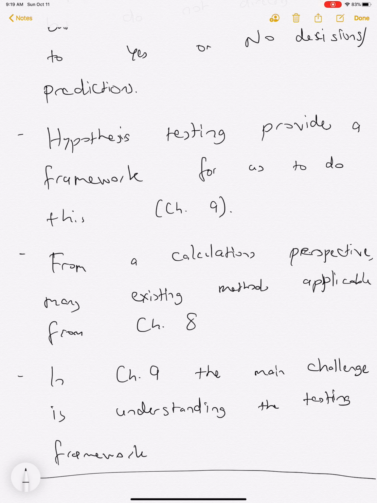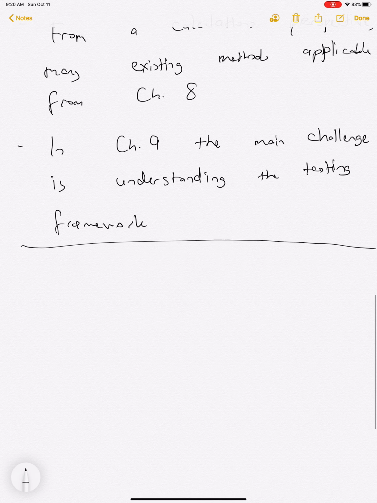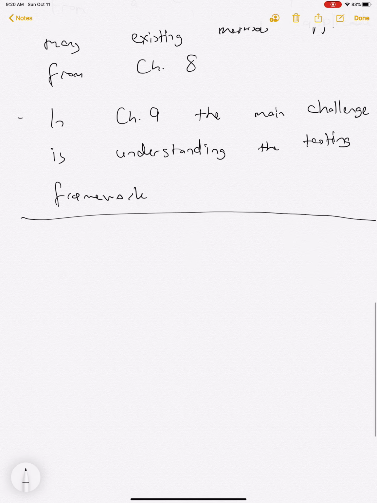From a calculations perspective, many of the existing methods that we learned, like maximum likelihood and calculating confidence intervals in maximum likelihood, are going to be very applicable. From a calculations and math perspective, there are not many new mathematical techniques we're going to learn in this chapter. The main challenge is going to be understanding the testing frameworks that we develop, understanding what exactly the concepts mean. That allows us to determine how to use the various calculations that we've learned in chapter 8. That's really going to be the main focus of chapter 9.